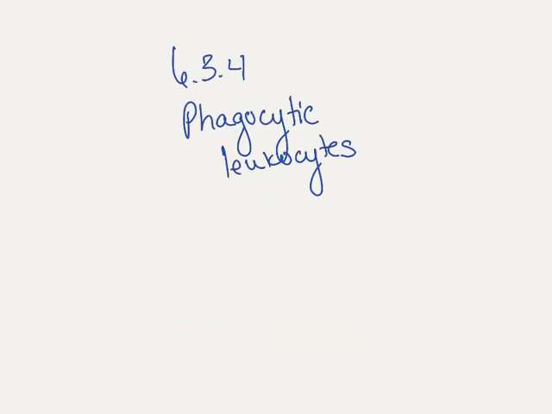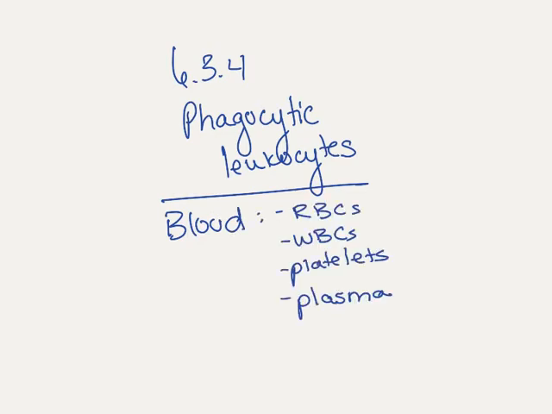And for this objective, you need to know about 6.3.4, which is how phagocytic leukocytes can ingest pathogens in the blood and in the body tissues. So a quick recap. When we talk about blood, there's 4 main things that are in the blood. Starting from the bottom, we've got the plasma, which is carrying most of the nutrients, hormones, antibodies, just the liquid portion that's carrying the majority of non-cellular material.